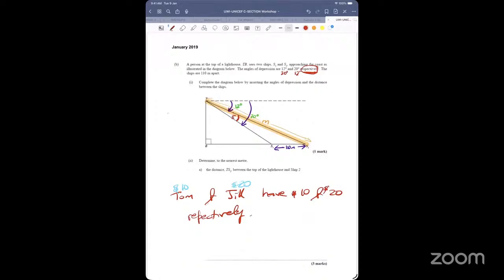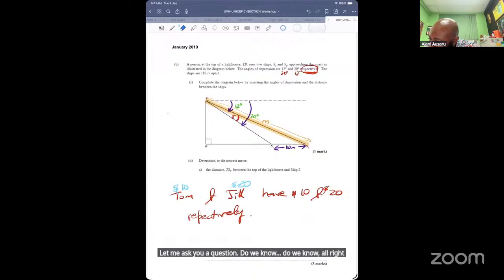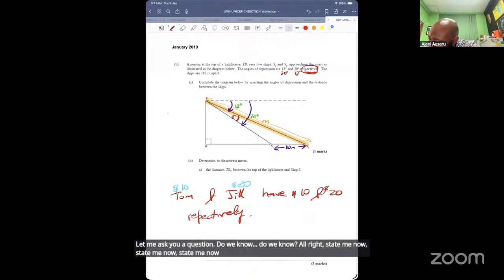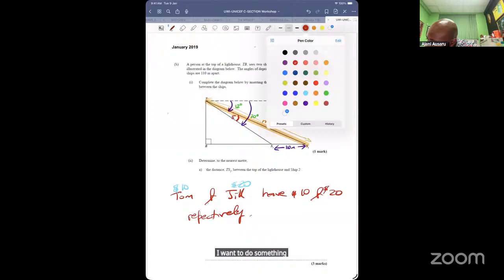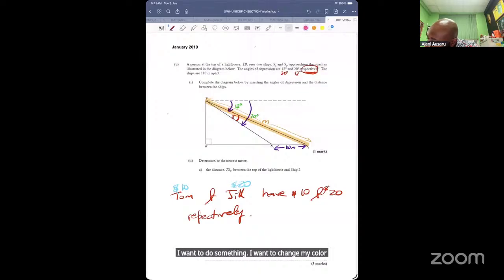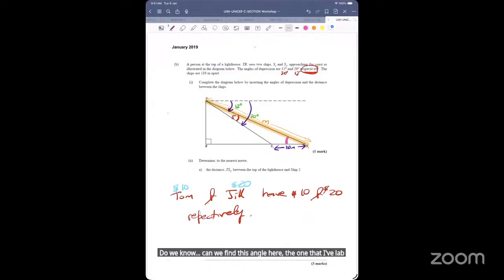A right angle. Let me ask you a question. All right. Stay with me now for a second. This one is not so obvious, but it's obvious now that I'm asking it. So watch me. I'm gonna change my color here. Do we know? Can we find this angle here, the one that I've labeled magenta?